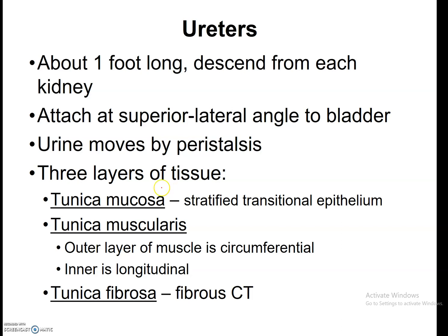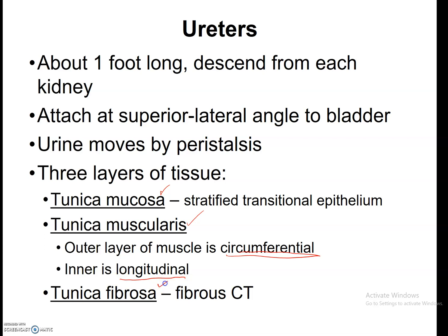Here we are again, more tunics. The tunica mucosa, which is a stratified transitional epithelium inside the ureter, is the deepest layer, and the mucosa is what touches the urine itself. Of course, there's mucus there that helps facilitate the smooth flow of urine from the kidneys to the urinary bladder. There's the tunica muscularis, which has lots of circumferential smooth muscle that undergoes peristalsis to move urine from the kidneys to the bladder. There's also an inner layer of longitudinal muscle, which helps facilitate peristalsis.